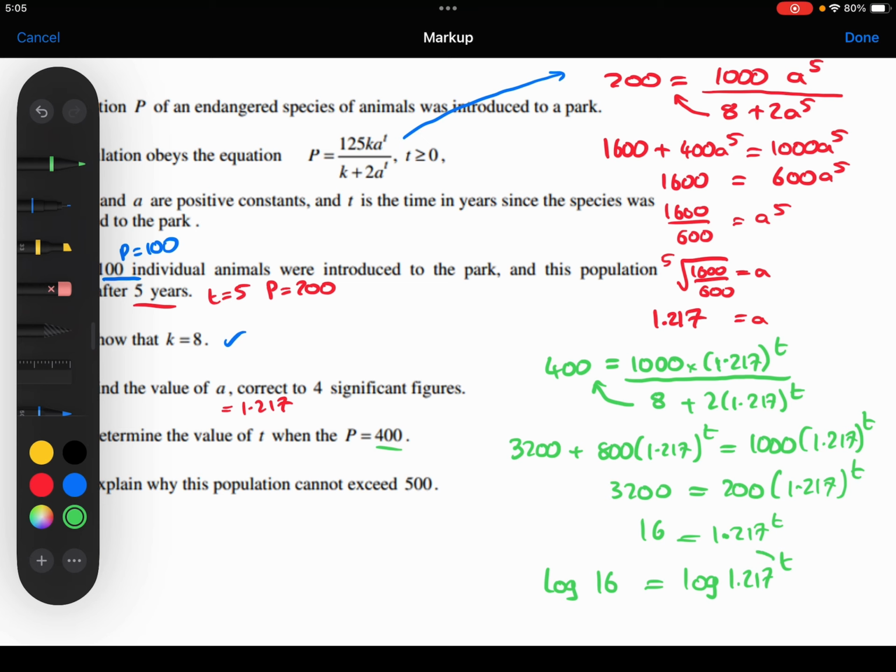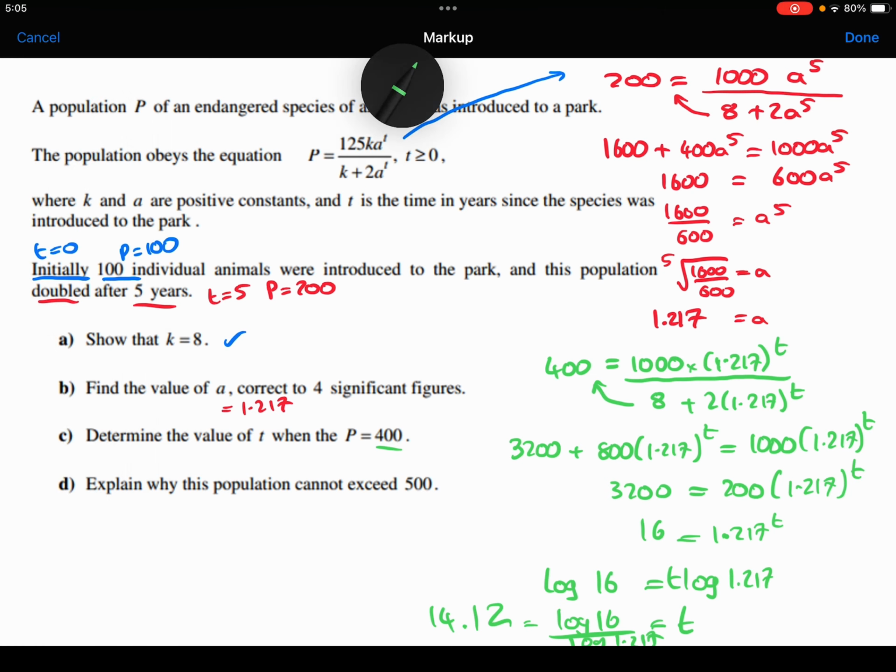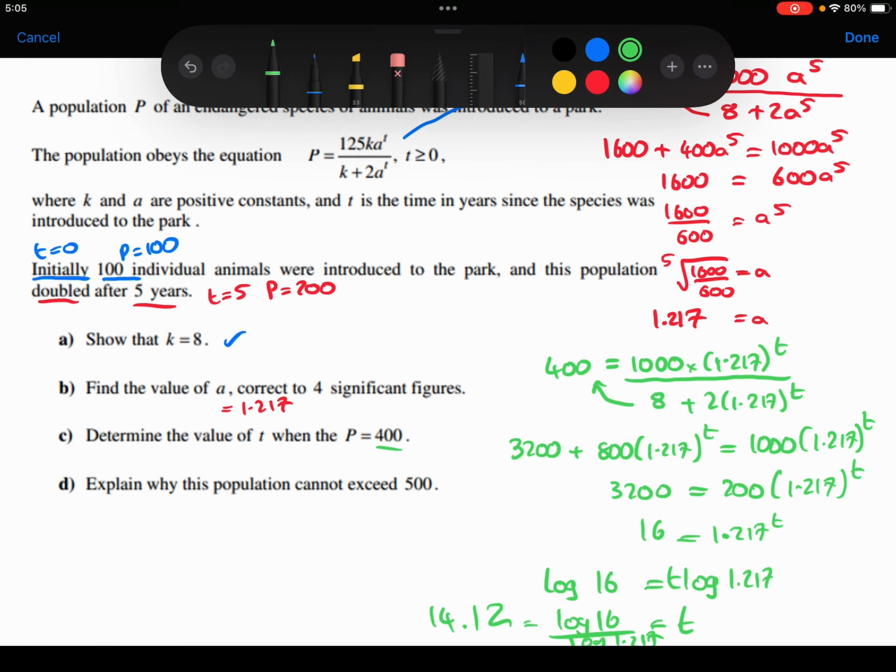Use the laws of logarithms to bring the t down to the front here. And then divide both sides by the log of 1.217. So log 16 divided by log 1.217 gives 14.12. So that's the value of t when the population is 400.